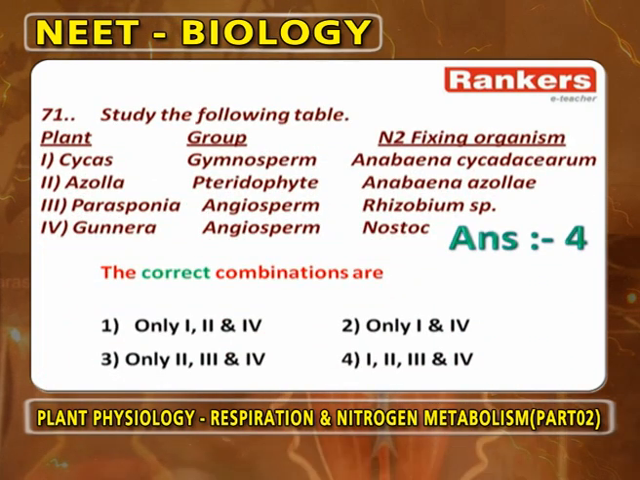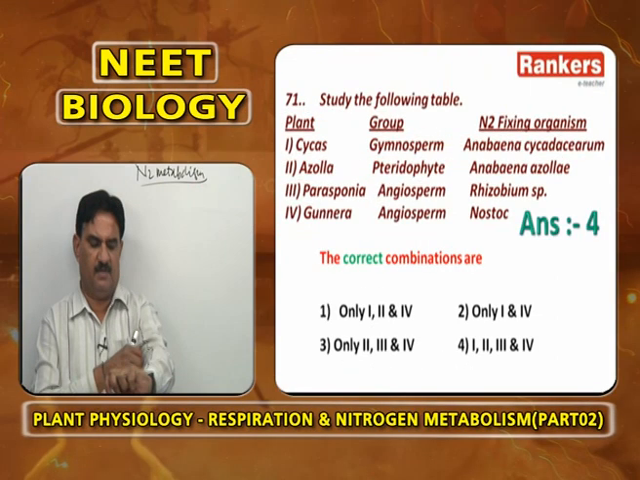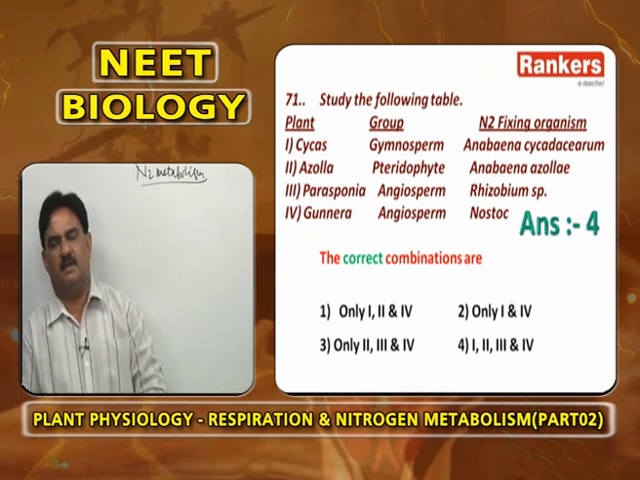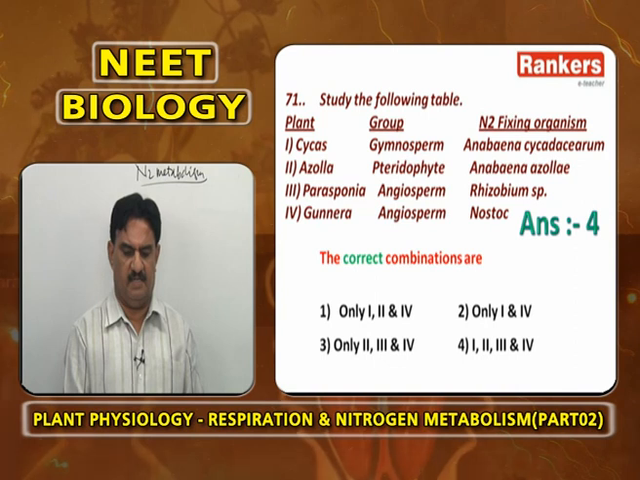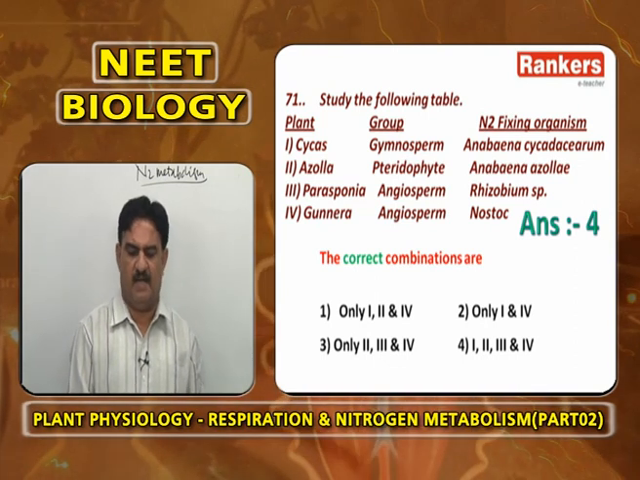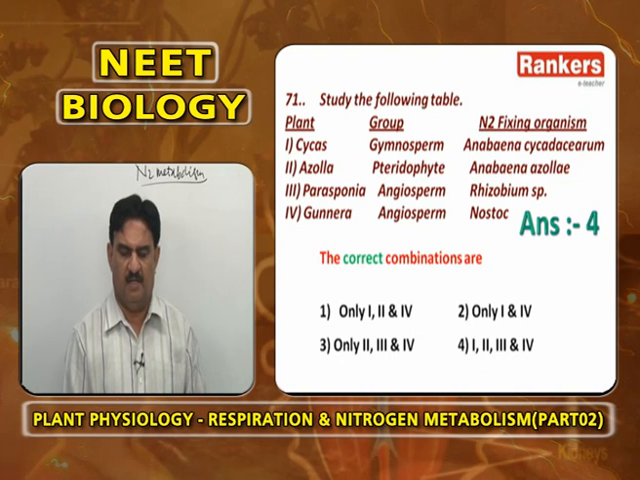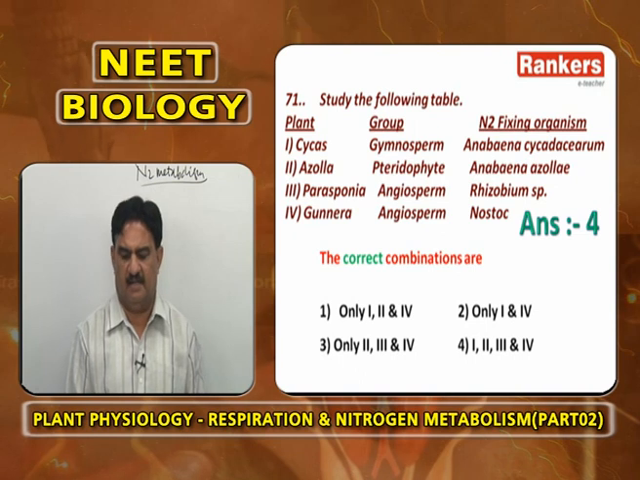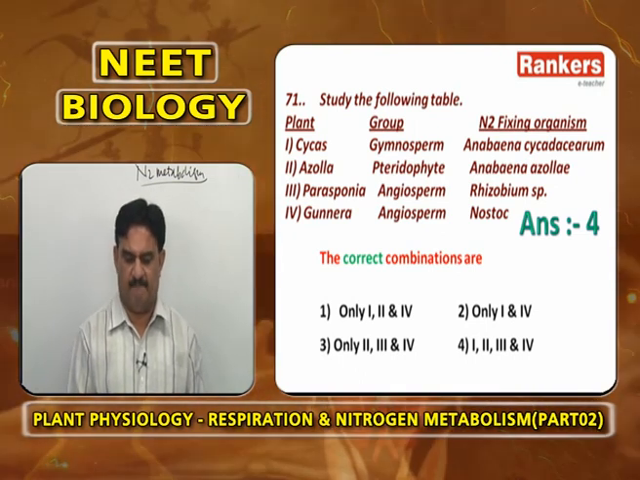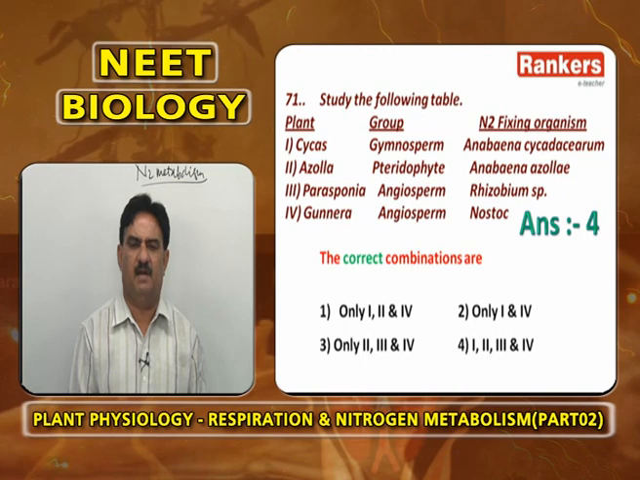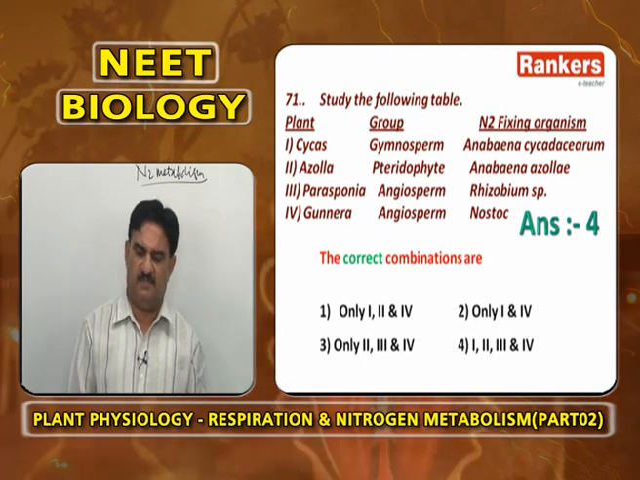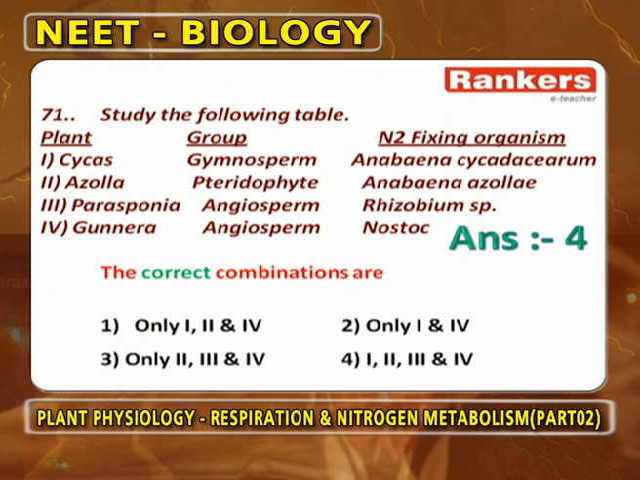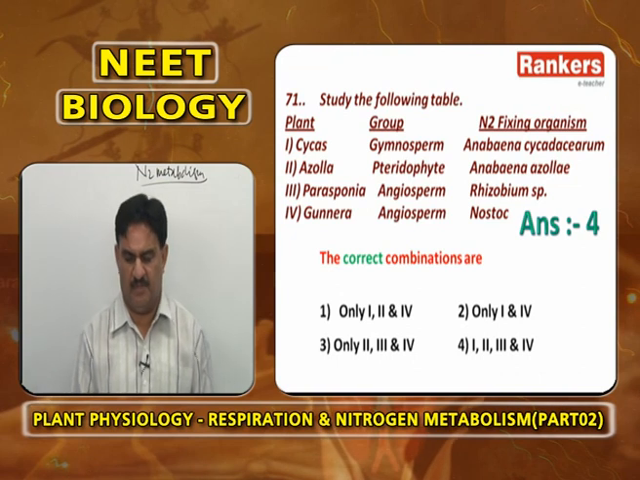Now, study the following table and identify the correct combinations. Cycas, gymnosperm, Anabaena cycadeae in the coralloid roots is correct. So, plant is Cycas, group is gymnosperms, nitrogen fixing organism is Anabaena cycadeae or Nostoc punctiforme, correct. Azolla is a pteridophyte with Anabaena azollae. Because of the presence of Anabaena azollae, Azolla pinnata is resistant even to heavy metals like cadmium, chromium, lead, mercury, and many other components.